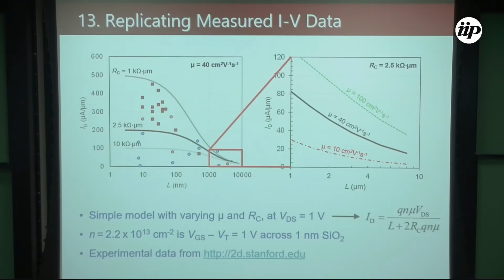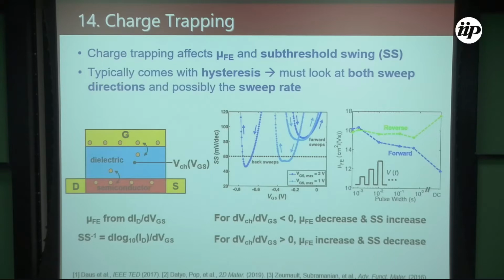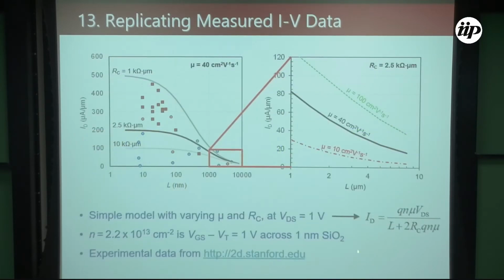And then if you don't get exactly that, just adjust it. We have a website called 2d.stanford.edu, maybe it's one of my later slides, that has all this data already, data from the literature. We're probably missing stuff, but please tell us.